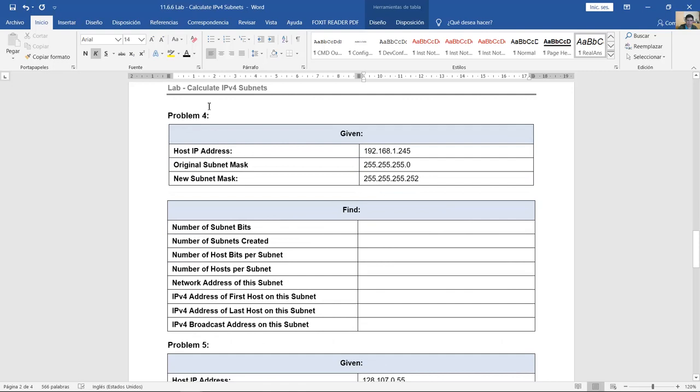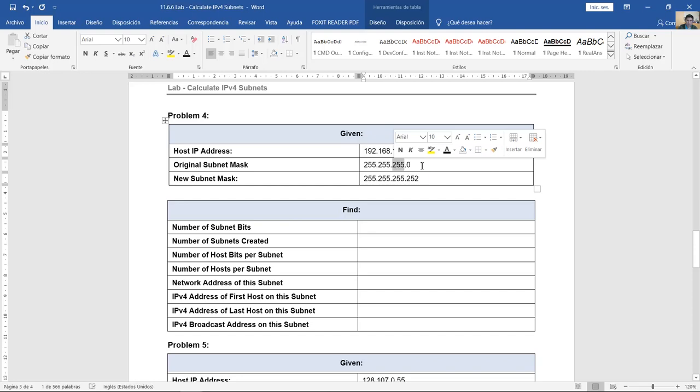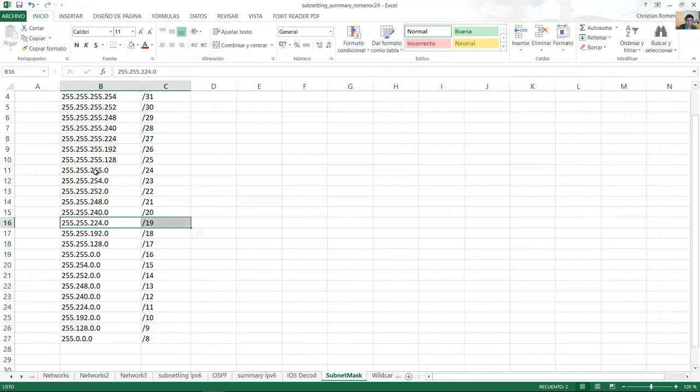Problem number 4. Host IP address 192.168.1.245. Original subnet mask prefix 24: 8 plus 8 plus 8, 24. New subnet mask 255.255.255.252 is 30. The original subnet mask is this, 24. The new is this, 30. 30 minus 24 is 6.